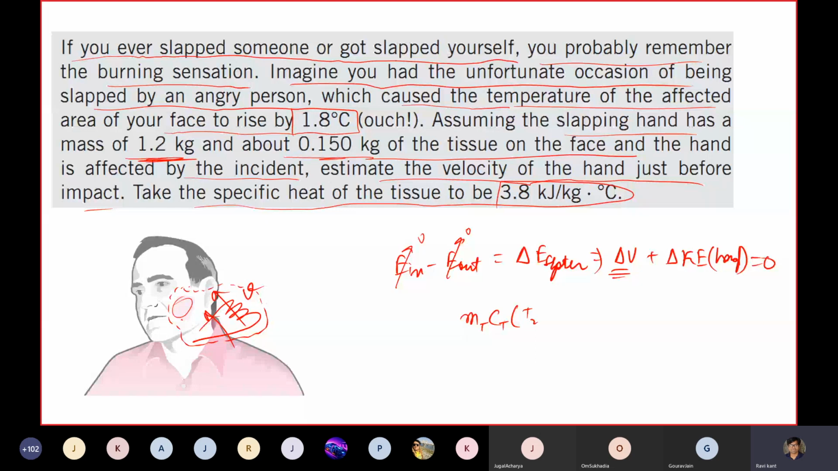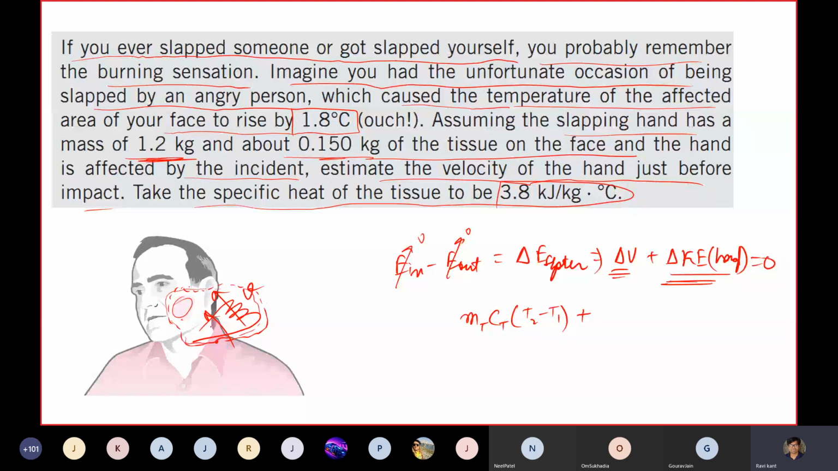Tell me. Sir, why is that E in and E out 0? Because I'm taking my system as a whole, slap and hand both. Nothing is coming out and coming in. What is happening is interaction between the tissue and your hand. That's it.